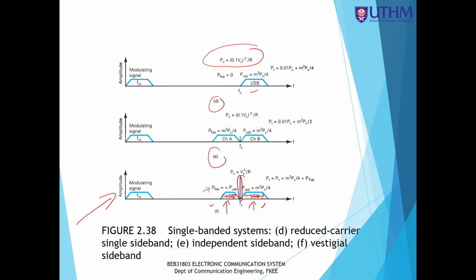Whereas the vestigial sideband is different because it carries both audio and video signals. If we have the same amount of bandwidth for the lower and upper sideband, we are going to waste a lot of power and a lot of bandwidth. So in order to avoid wasting a lot of bandwidth because of the video signal, we can use the vestigial sideband.